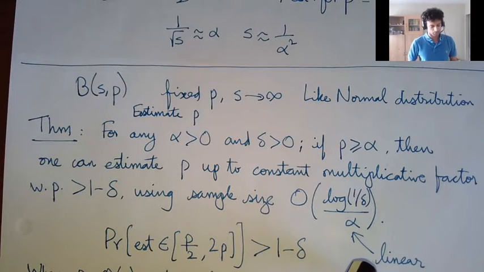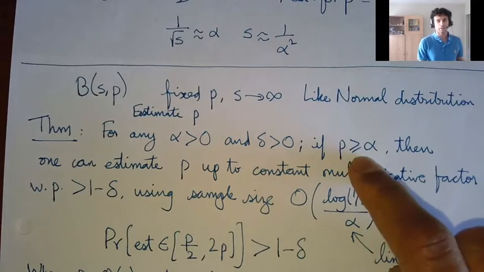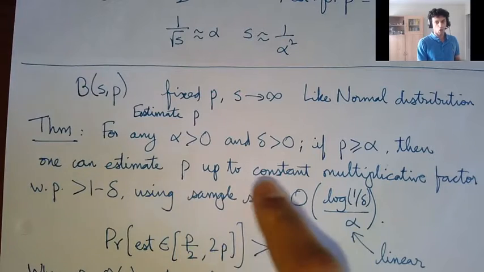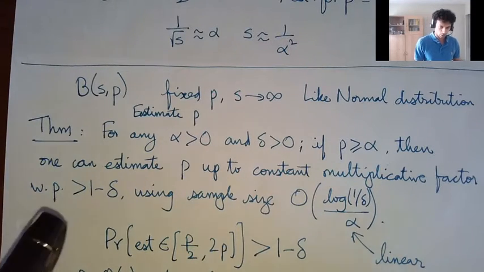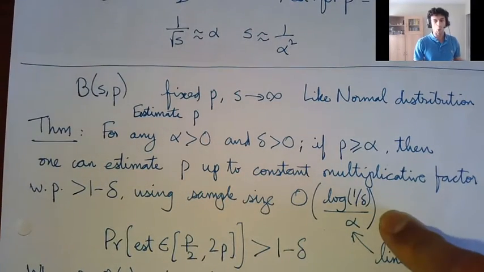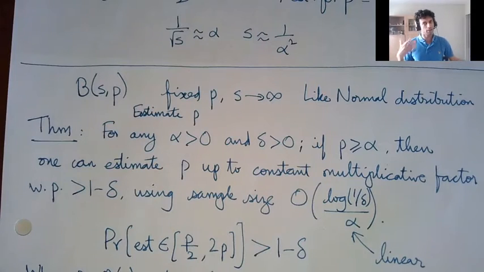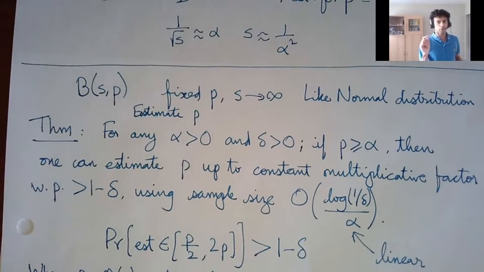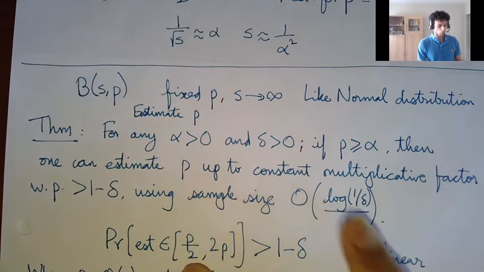So it's inverse linear. What we can show is that if P is greater than alpha, then one can estimate P up to a constant multiplicative factor with probability at least 1 minus delta using a sample size, the number of flips S, of O of 1 over alpha times log 1 over delta, to boost your confidence. Specifically, what I will show is the probability that you get an estimate which is off by a factor of 2. And you can usually trade this factor of 2 off with the constant over there.